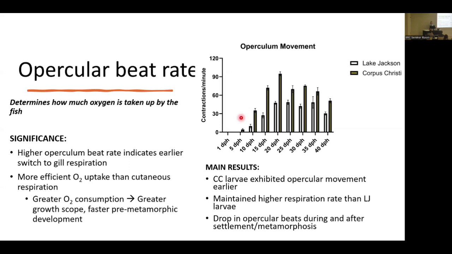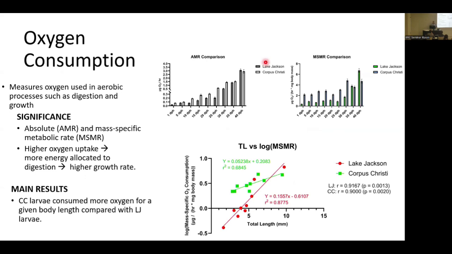What we see is that those fish at the Corpus site were exhibiting that opercular movement earlier, at 5 DPH, and exhibiting a higher rate of opercular movement across the entire study period compared to those Lake Jackson fish. Again, indicative of that likely earlier development of gill respiration, likely going to indicate that higher oxygen consumption, which indeed we see borne out in that data for oxygen consumption.